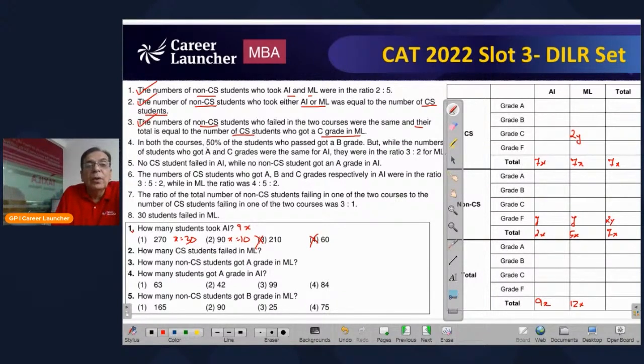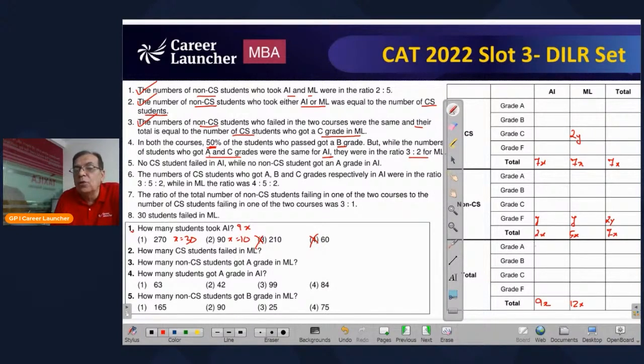In both courses, 50% of the students who passed got a B grade. But while the number of students who got A and C grades was the same for AI, they were in the ratio of 3:2 for ML. Okay. Now, let's look at this again. In both the courses, 50% of the students who passed got B grade, while the number of students who got A and C was same in AI.